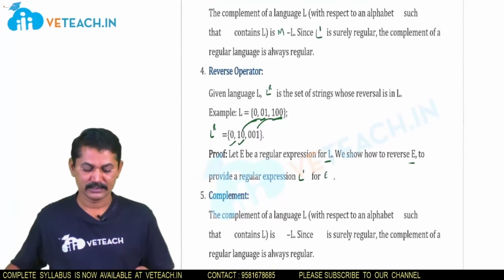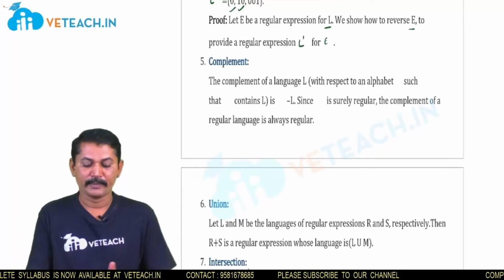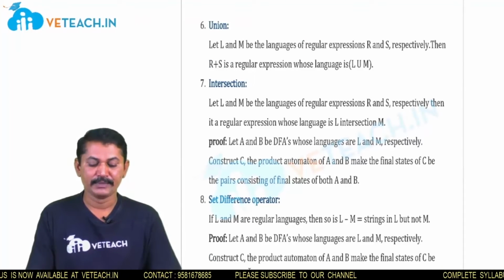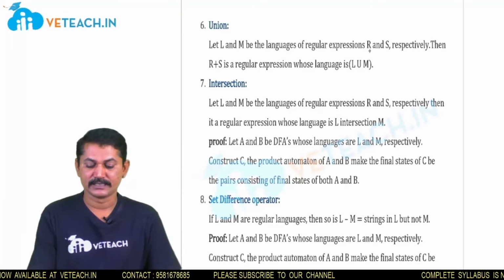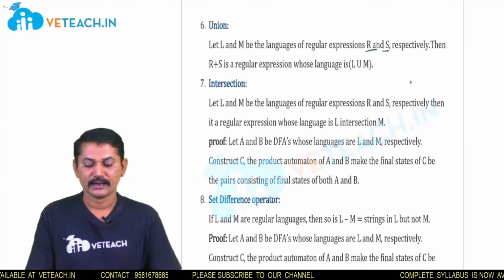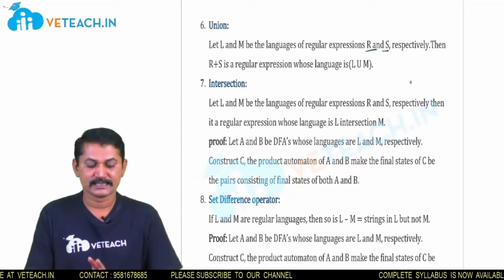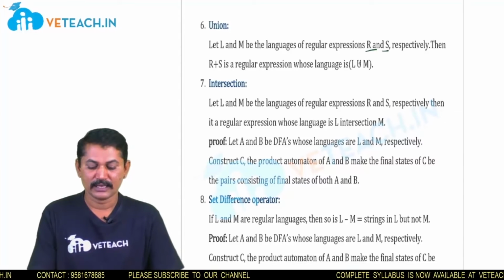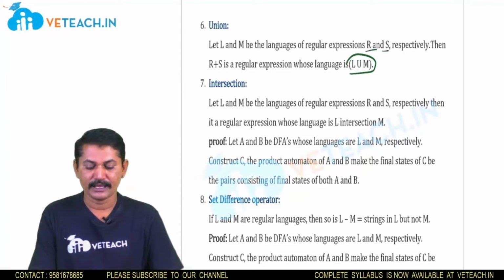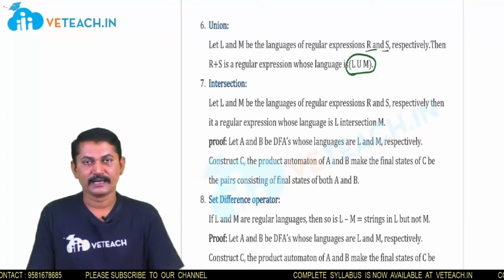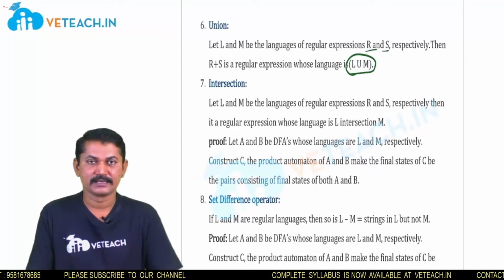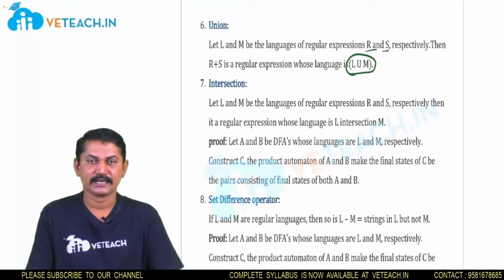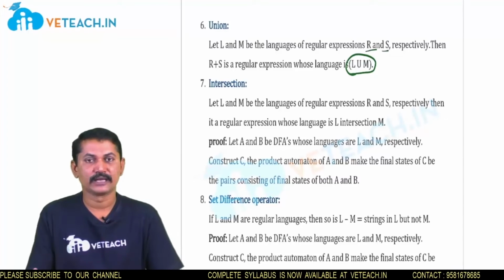So the next one is complement, the complement of a language L. The next one is union. Let L and M be the languages of regular expressions R and S. Then respectively R plus S, that is the union of two regular expressions, has the language L union M. So automatically the generated languages are in the union, that is under the regular expressions. So we can say that the generated language is also a regular language.